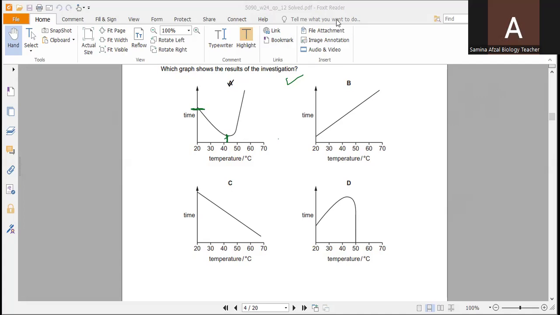The graph shows a U-shaped curve. This suggests that the time taken is high at low temperature, decreases to a minimum, and then increases again at high temperature. So it matches our expectations, as you know, enzymes denature at high temperature. The second graph shows a straight line with a positive slope, indicating that the time taken increases as the temperature is increasing, which is against the nature of enzymes.